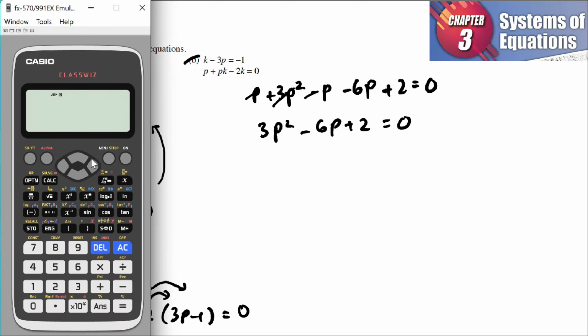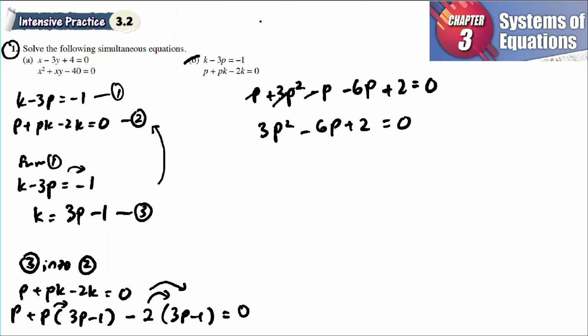If you try using your calculator, you press menu, and for mine, alpha A, polynomial, and second degree, because the highest power is 2. So 3, negative 6, and 2. When you do this, you see you get something that is not an integer. When this is not an integer, you cannot directly factorize. So you have to calculate it using the formula, either using the formula or completing the square, either one is the same. It will be easier to use the formula. You don't have to calculate, you just key in everything.